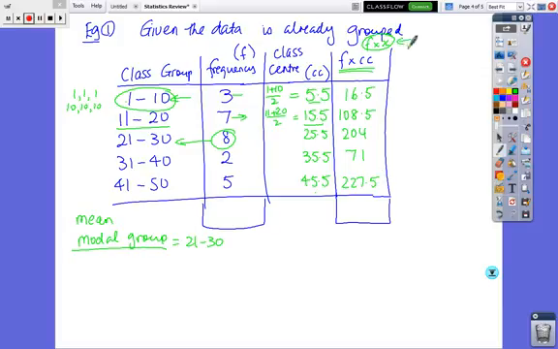So just like we did before the FX column, we have to add up all the numbers. We have to add up this number here, so 3, 10, 18, 20, so we've got 25 numbers. And now we just add up the numbers in the last column, 108.5 plus 204 plus 71 plus 227.5. And according to my calculator, that gives a score of 627.5. And so the mean is 627.5 divided by 25.